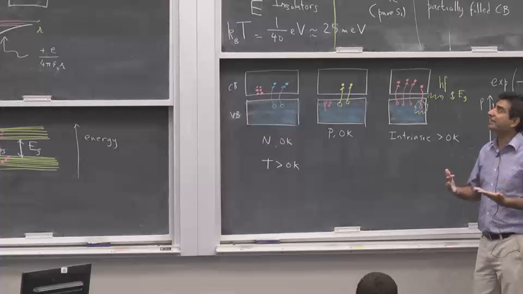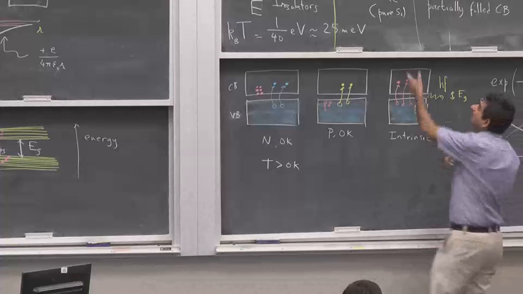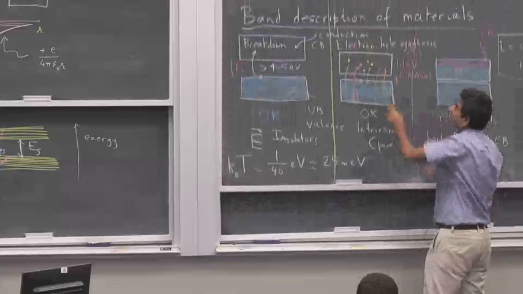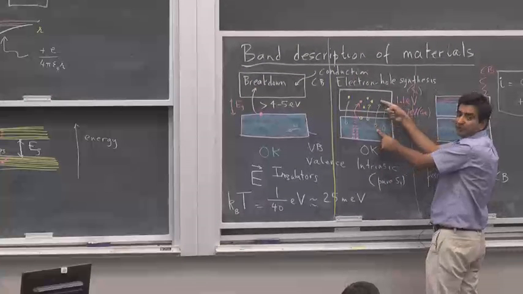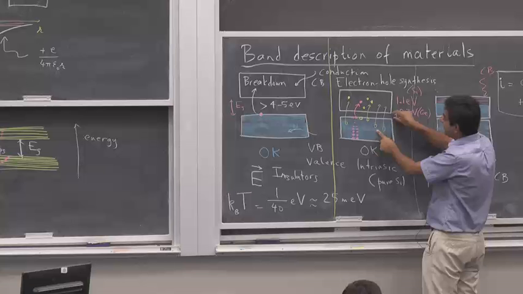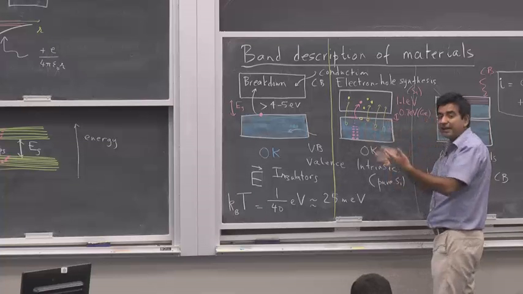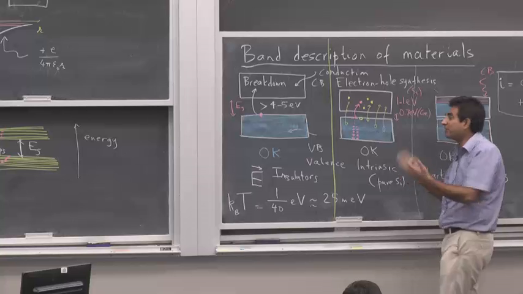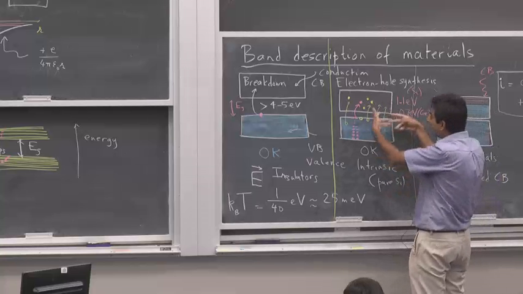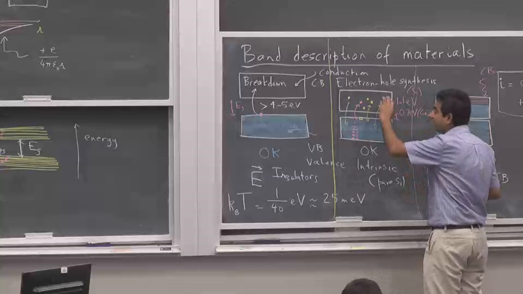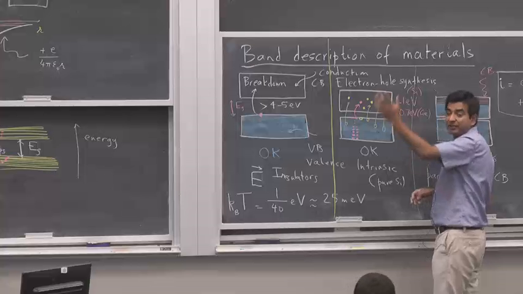If you increase the temperature, electron-hole generation goes up. The higher the temperature, the more electrons will jump into the conduction band, because the gap is fixed but the temperature is higher. So the electrons here will have a higher probability of making this jump across this small barrier. And when they come here, they will contribute to conduction, so the conductivity goes up.